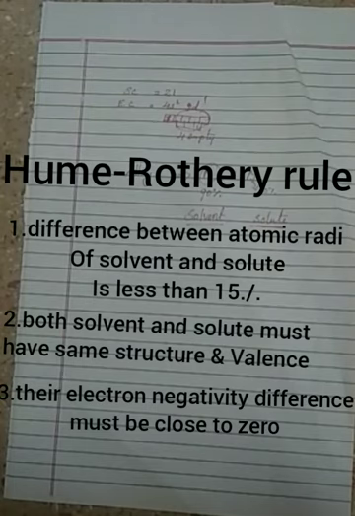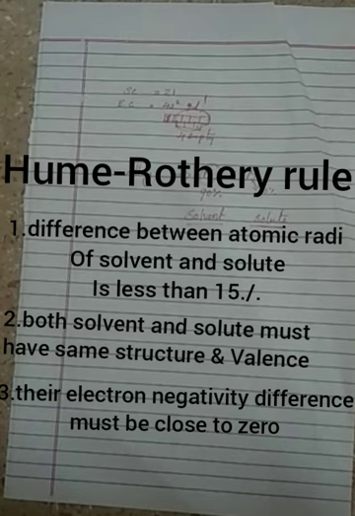What are the points he predicted? First, the difference between the atomic radii of solvent and solute is less than 15%. Second, both the solvent and solute must have the same crystal structure and valence. Third, their electronegativity difference must be close to 0. These 3 points are the Hume-Rothery rule.